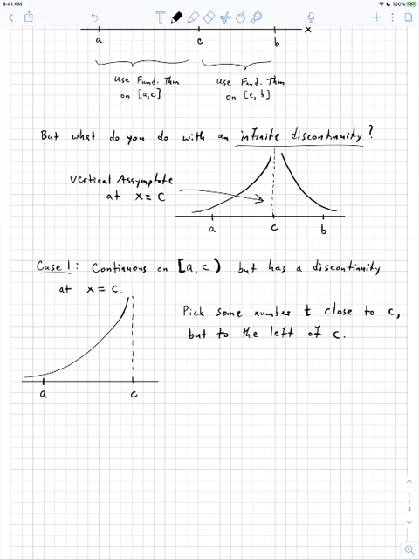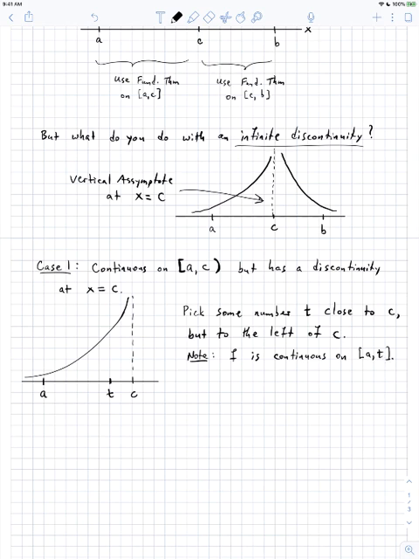So in our picture, we want to pick some number close to c, but to the left of c. So let's say right here. There's a number that's close to c and to the left of c. Now, note, f is continuous on the interval from a to t.